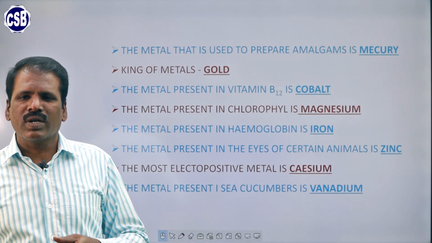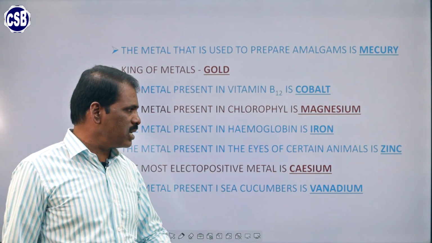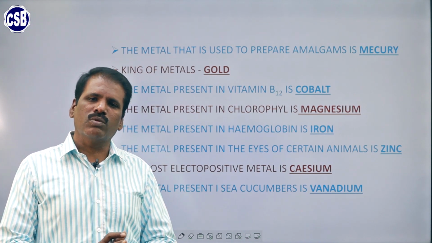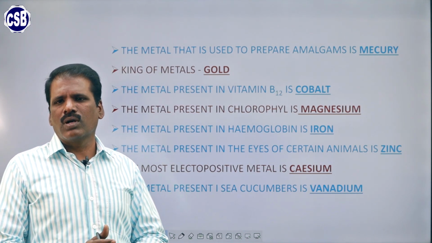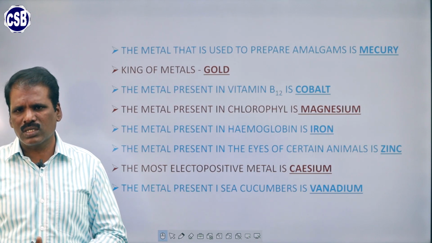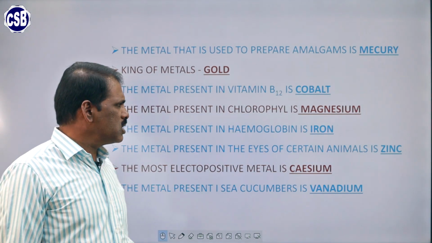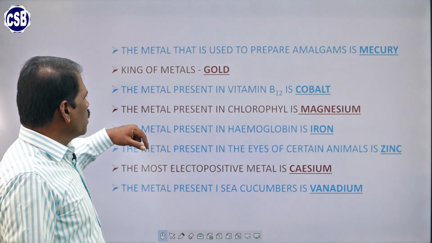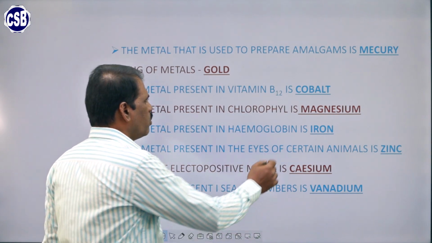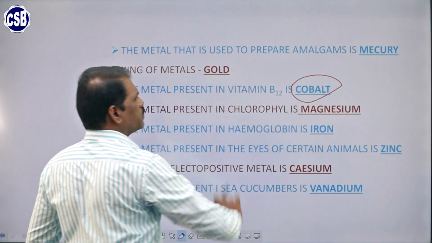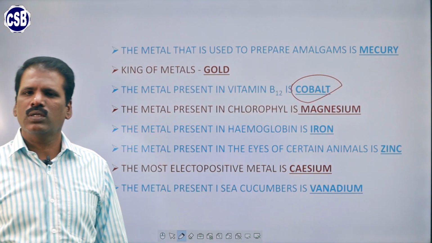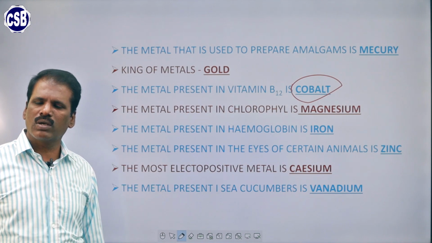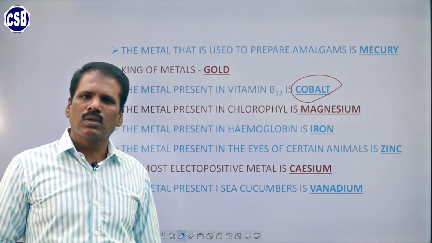The metal present in vitamin B12. Some elements, some metals, are available in biological substances. These metals are found as important components of living organisms. Among them are cobalt, magnesium, iron. These are some important metals available in biological substances. The metal cobalt is present in vitamin B12, and the metal magnesium is present in chlorophyll. You know that the most important metal in chlorophyll is magnesium.